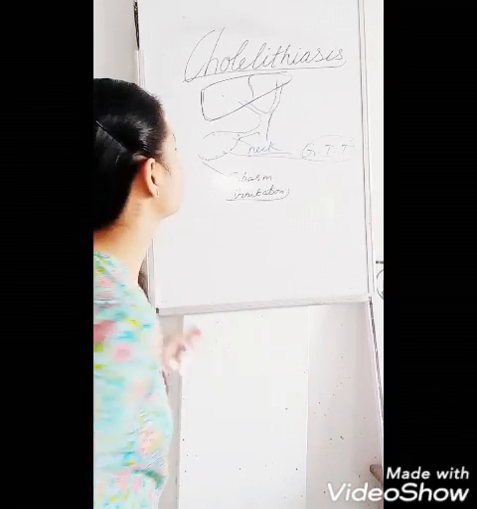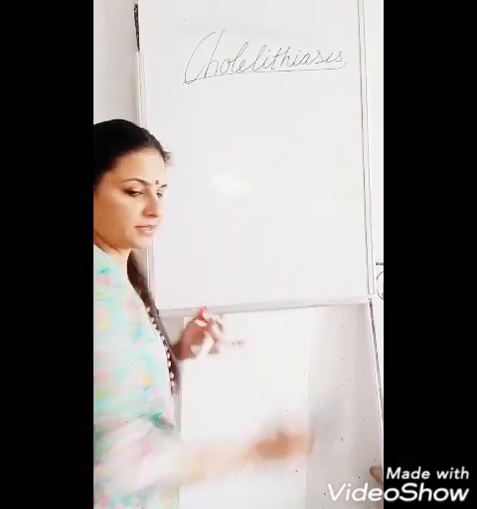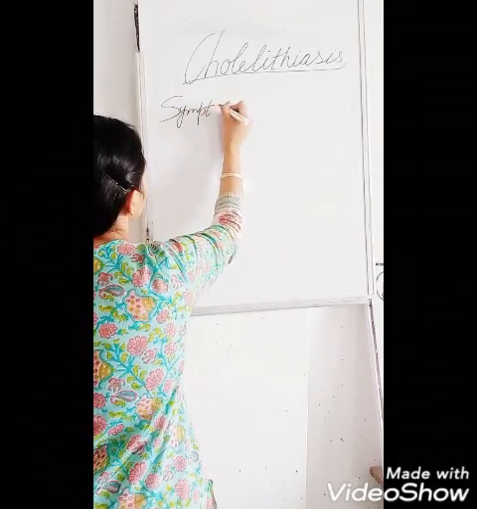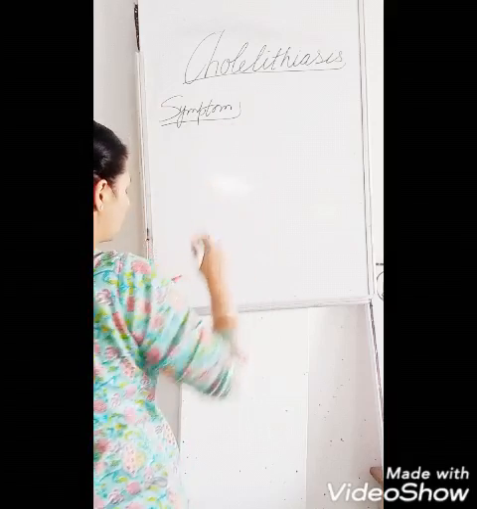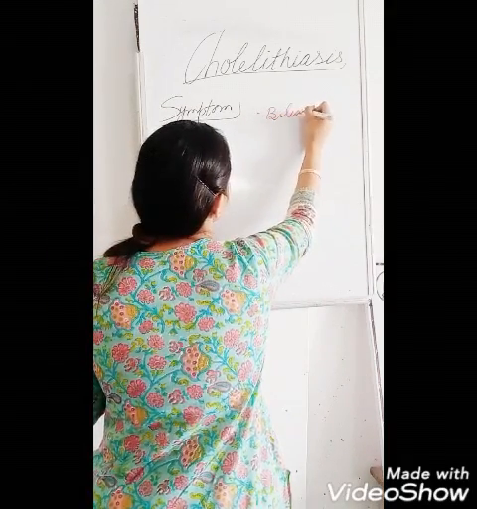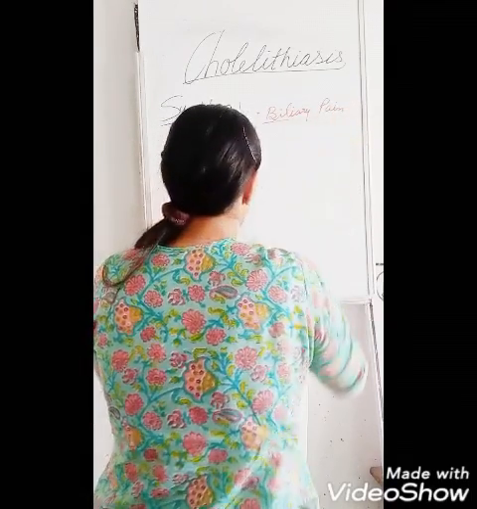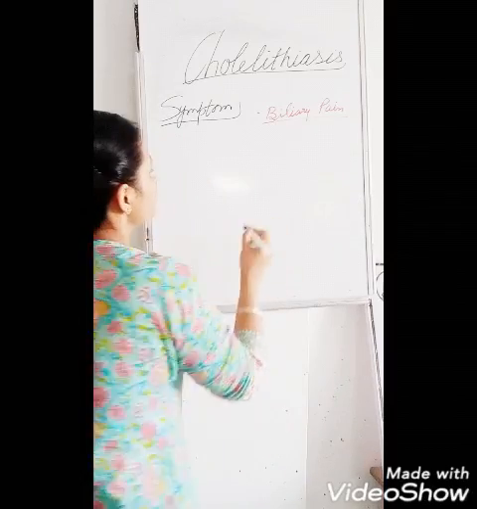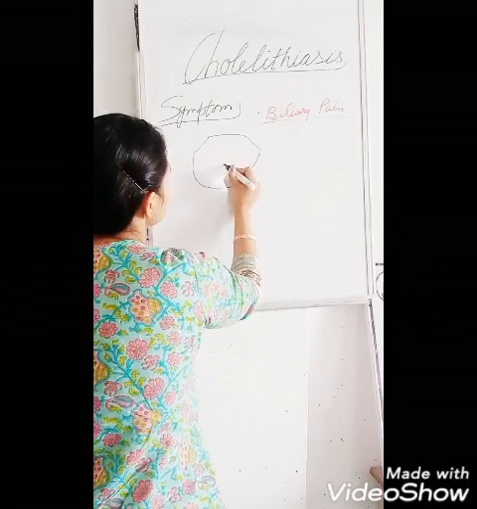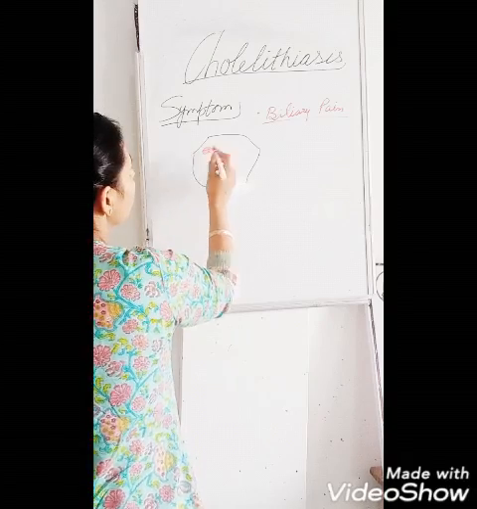Now the symptoms. The patient will come with a typical character of pain. That pain is called biliary pain. The pain is of characteristic feature. This is the abdomen. Okay, this is the navel region. So the pain will be in the right hypochondric region.